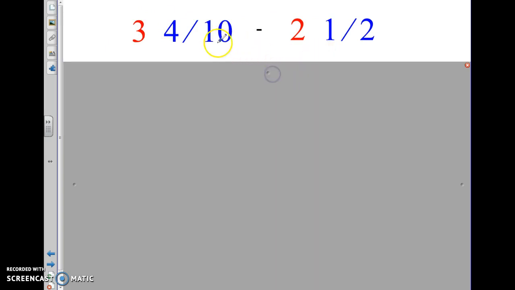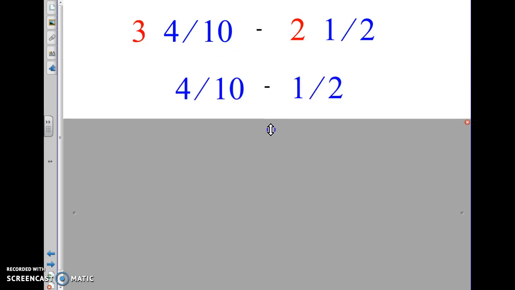Of course, you can change these to improper fractions first. We could change them to improper fractions, give them a common denominator, subtract them, and then change them back to a mixed number. And for a lot of people, that's the best strategy. I'm going to use a similar strategy to what we used for the addition one. I'm pulling apart the fractional parts and working with those first. So 4/10 minus 1/2.